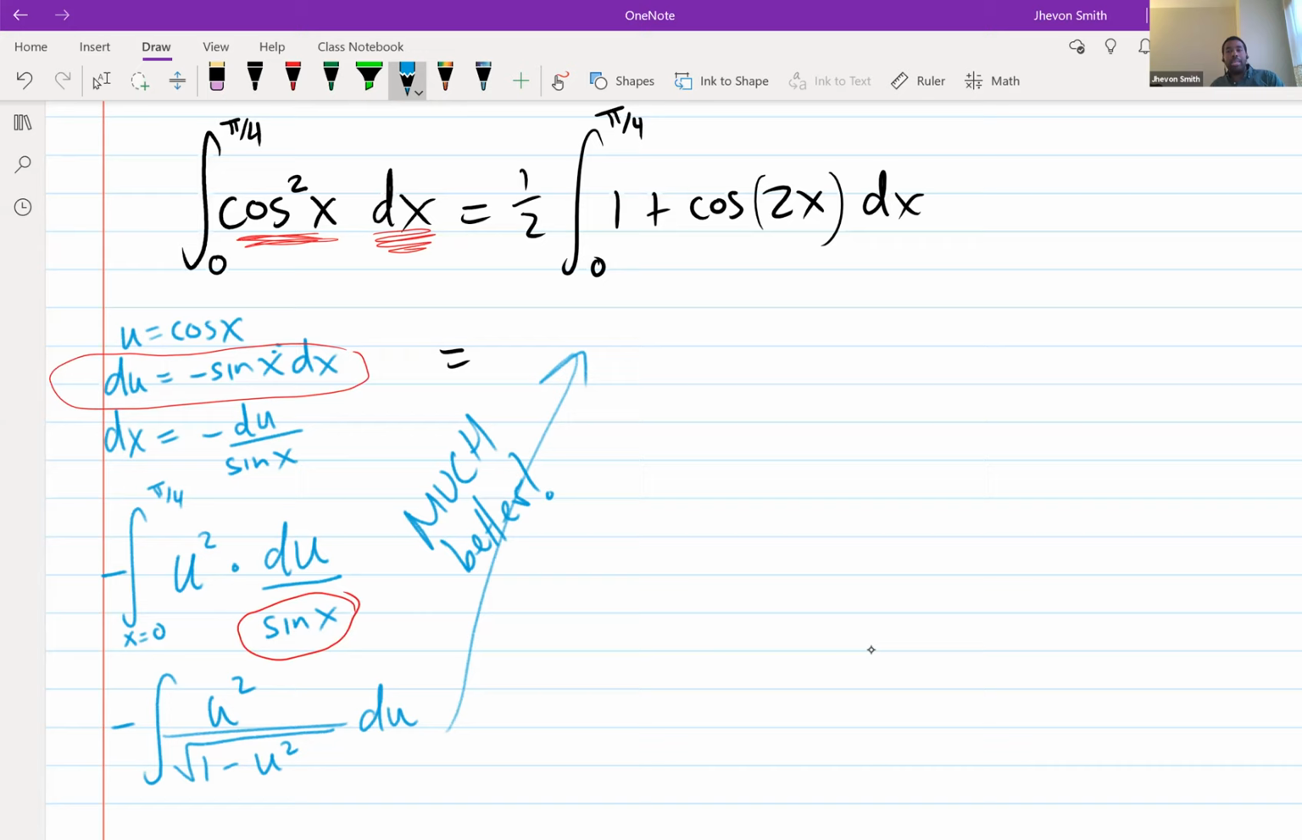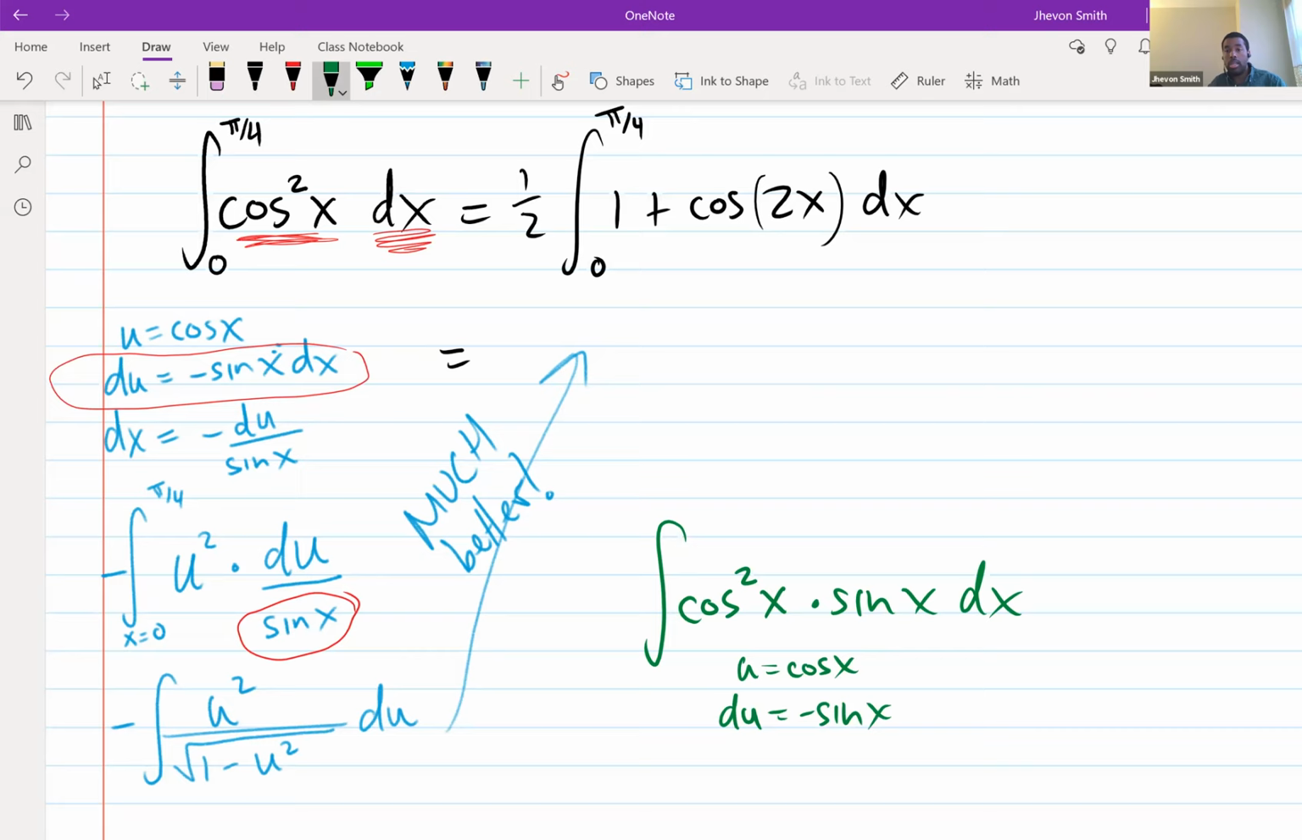So if I had a problem like this, it is a completely different situation. If I had cosine squared x times sine x hanging out over here, then that's a completely different situation. A u substitution is definitely the way to go here, because I would do u equals cosine x. I would do du equals minus sine x dx. Then my dx is going to be equal to minus du over sine of x.